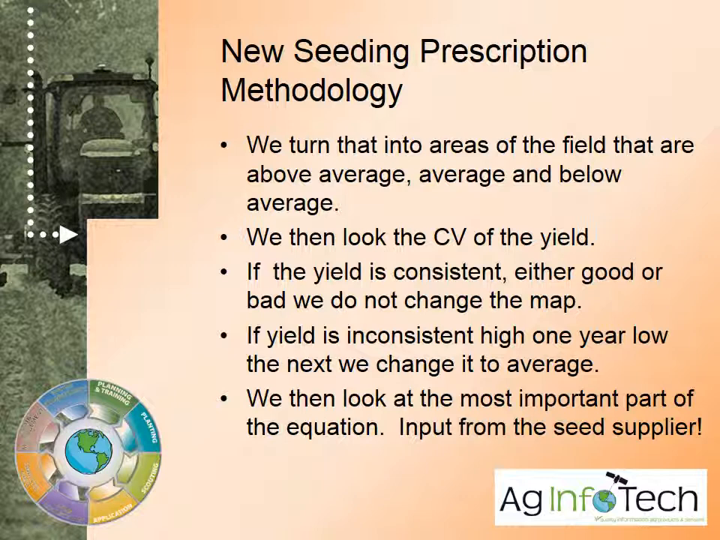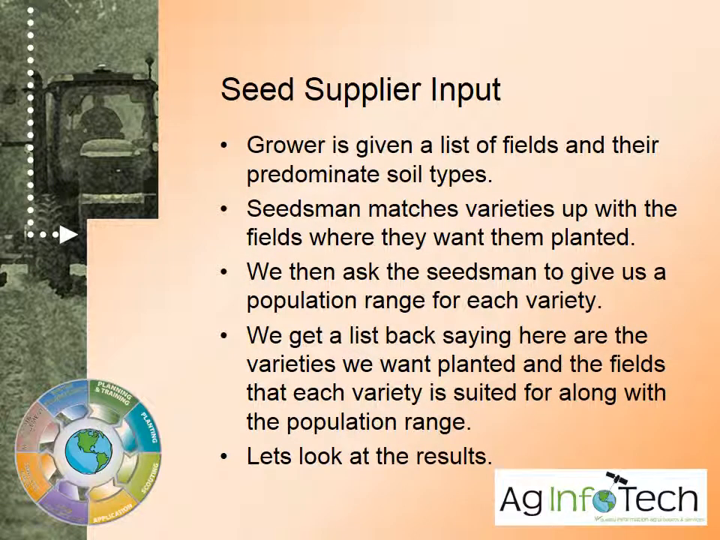We then look at the most important part of the equation, and that is input from our seed supplier. The grower is basically given a list of their fields and their predominant soil types. The seedsman matches up varieties with the fields and says where they want what varieties planted. We then ask the seedsman to give us a population range for each variety. We get this list back saying here are the varieties that we want planted and the fields that are suited for these varieties, along with the population range for each variety.